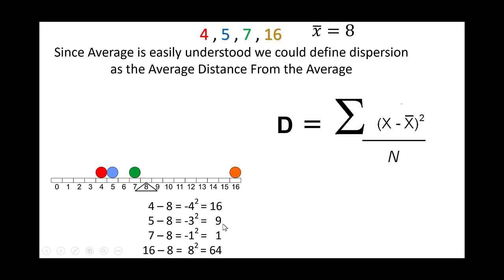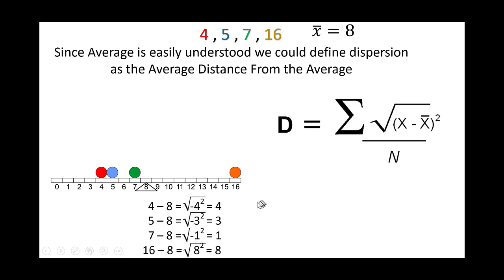Second one, 3 squared equals 9. Minus 1 squared is 1, and 8 squared is 64. So we've gotten rid of all the minus signs. The only problem is, of course, we got these values that are a lot bigger than what we originally had. So we need to get them back to what they were, and we can do that by simply taking the square root. So we take the square root of the values here, and that gets rid of the minus sign, and it gets us back to where we want to be.